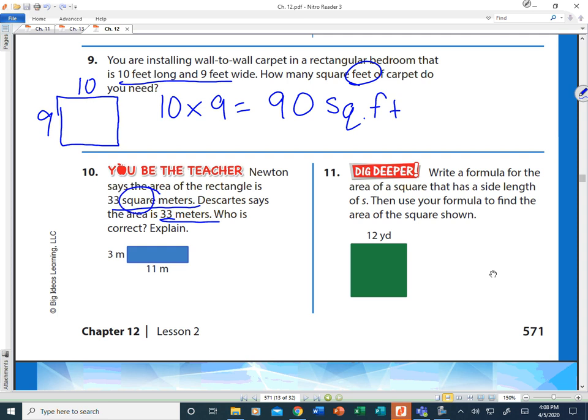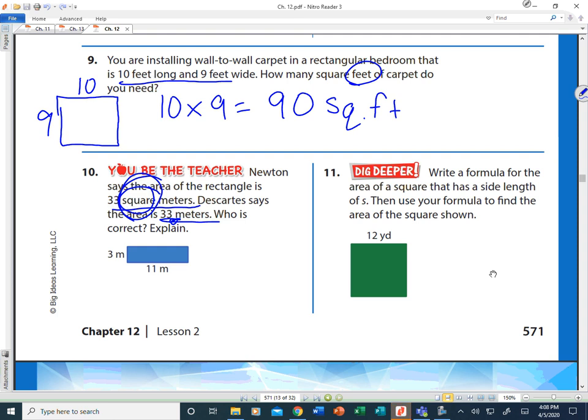Descartes does not. Well, which one are we talking about when we are talking about area? Are we talking about square units or just plain old units? I hope you remember we're talking about square units. So we would say that Newton is correct because when we are talking area, we are talking about square units.